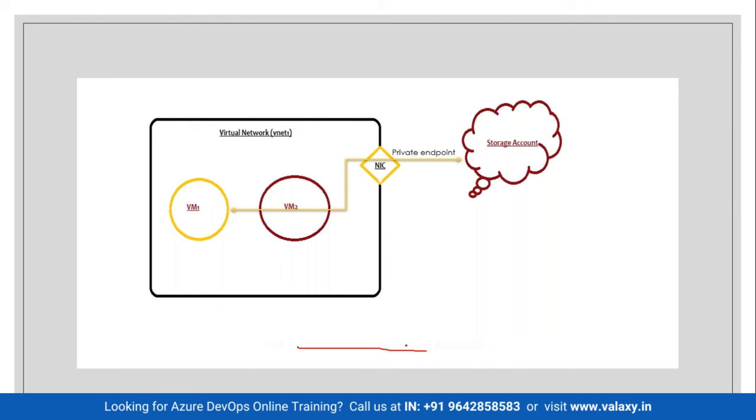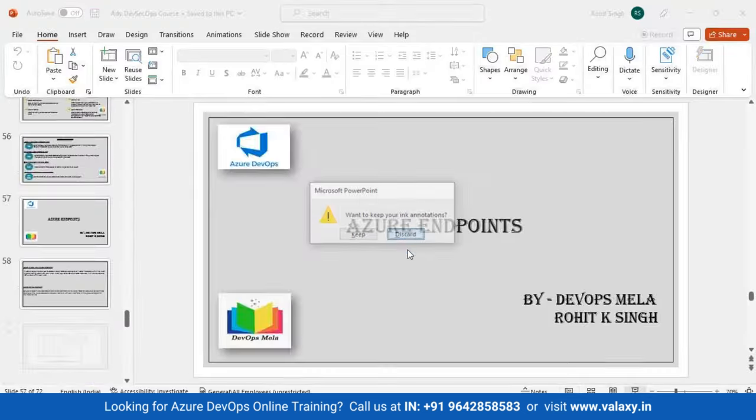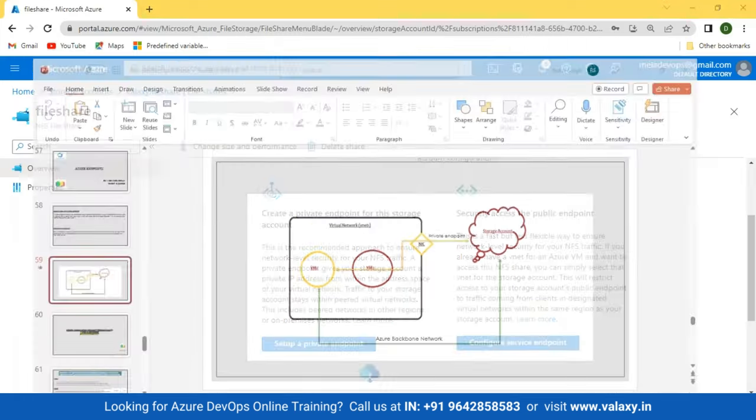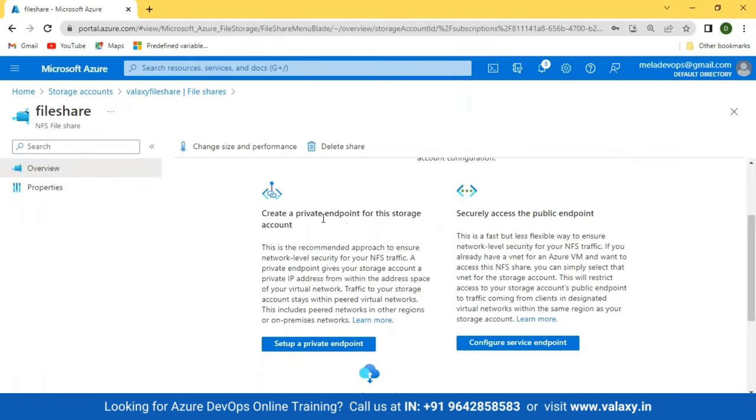So there are two types: private endpoint and service endpoint. The only difference is that with a private endpoint, the traffic will not leave the virtual network, whereas with a service endpoint, the traffic will leave the virtual network, but the communication will happen over the highly optimized Azure backbone network. So keep this in mind: what is private endpoint, what is service endpoint. Now, in this use case, we are using a private endpoint. Both options are available, guys.